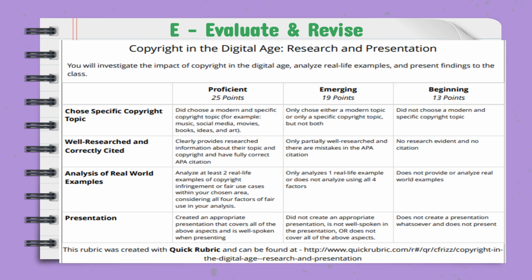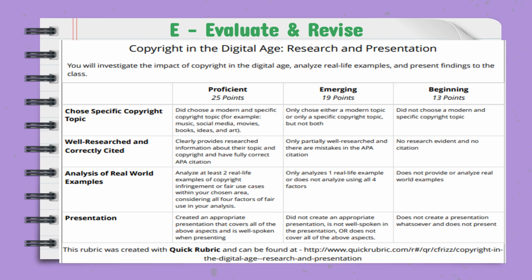Okay, so for our first criteria, did they choose a specific copyright topic? For proficient, if they chose a modern and specific copyright topic, for example, music, social media, movies, books, ideas, and art, they would get those points. If they only chose either a modern topic or only a specific copyright topic, but not both, they would get an emerging. And beginning would be that they did not choose a modern or specific copyright topic.